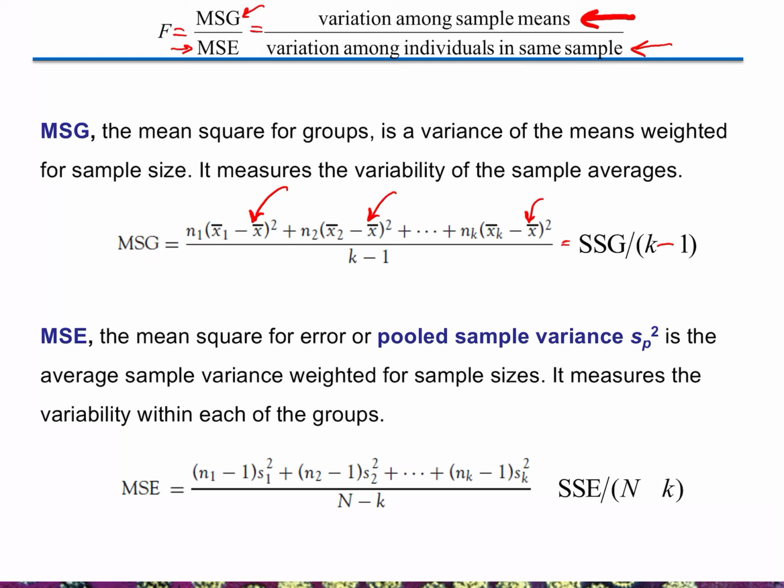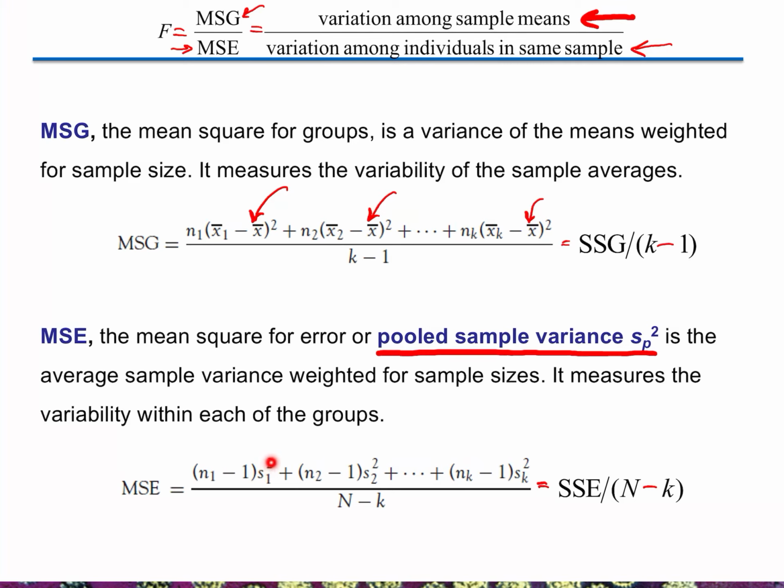All right, mean square for error, the denominator in our calculation for F. This is the mean square for error. Sometimes you see it referred to as the pooled sample variance, or S_p squared. It's the average sample variance that's weighted for sample size. Again, it measures the variability within each of our samples. All right, so how do we do that? So, mean square for error.